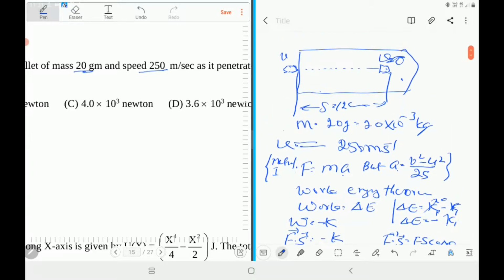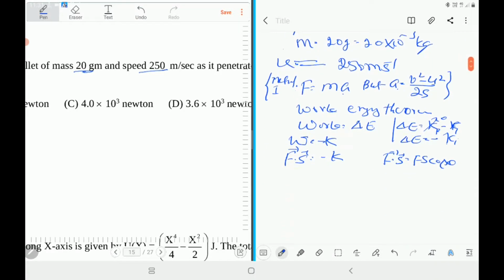Just think of the situation. When the bullet moves this way, the force is opposite. That is called the resisting force. Then only the bullet is stopped. What is theta here? 180 degrees. What is cos 180? Minus 1. So it is minus Fs.